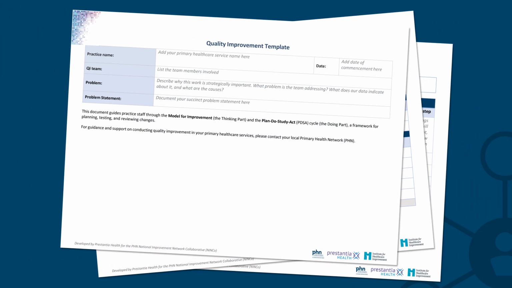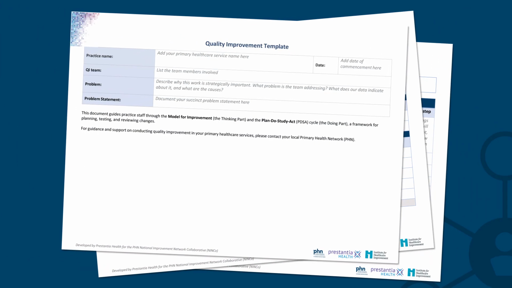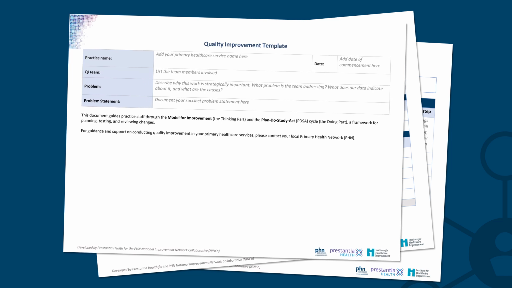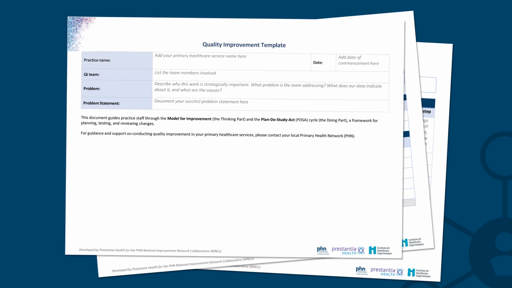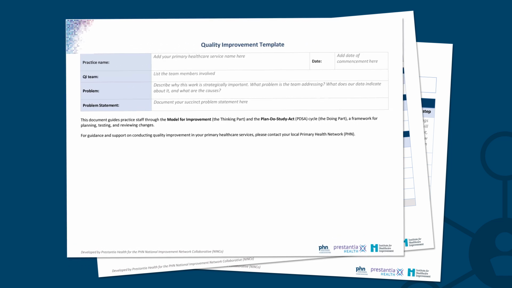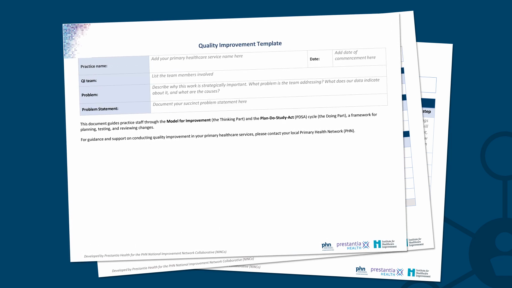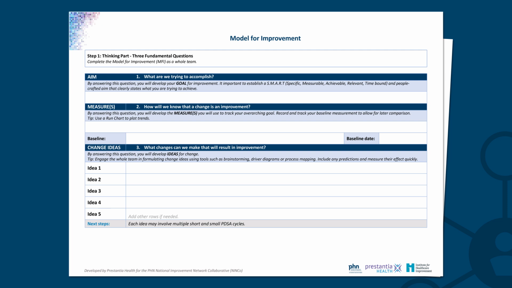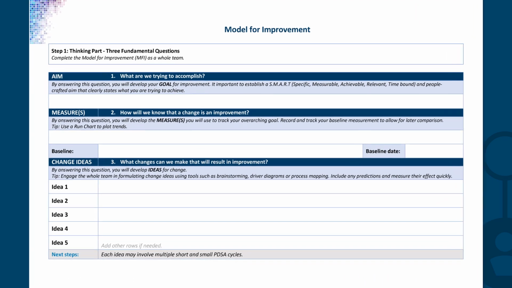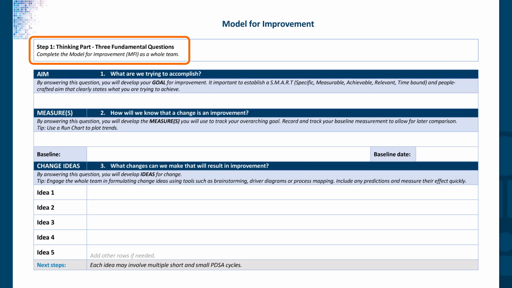Let's take an example of a practice wanting to increase the percentage of ethnicity recorded for patients. We will use the National Quality Improvement Template, adapted from NINCO, to discuss this example of focused QI activity. The model for improvement is divided into two parts: the thinking part and the doing part. In this video, we will cover the thinking part of the PDSA cycle, which includes 3 fundamental questions to consider before moving on to the doing part.